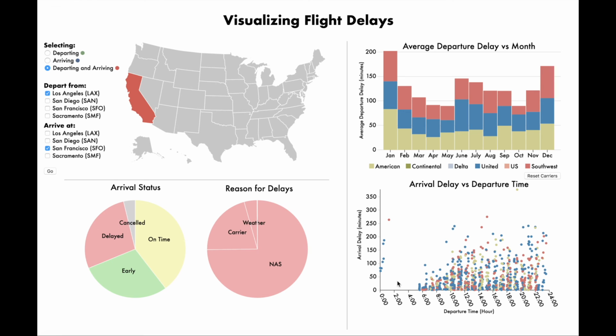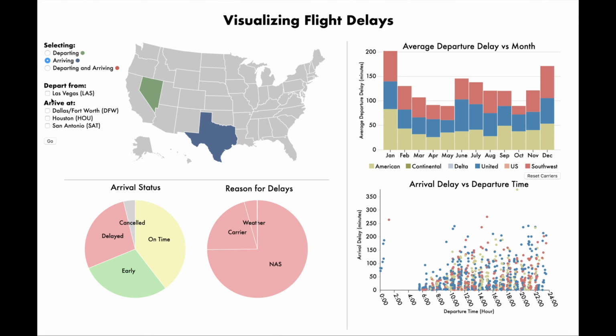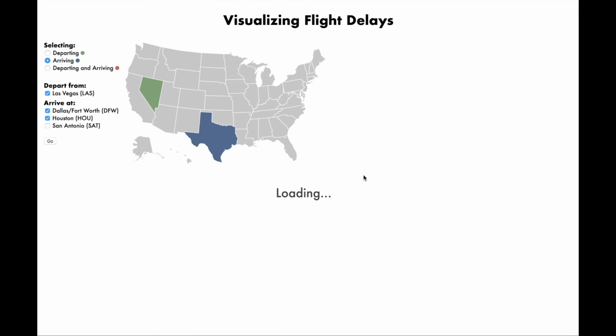Finally, our last question is if you're flying from Las Vegas to Dallas or Houston, what is one conclusion you might be able to draw about all the carriers flying these routes? So first, let's select Las Vegas in Nevada and arrive in Texas. Here we can select both Dallas and Houston and then hit Go.